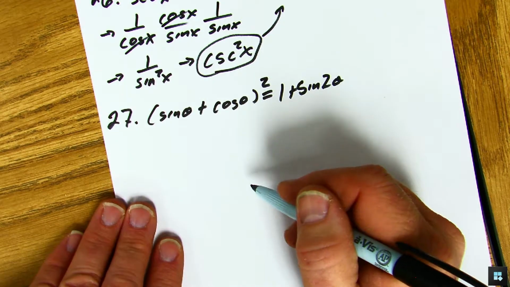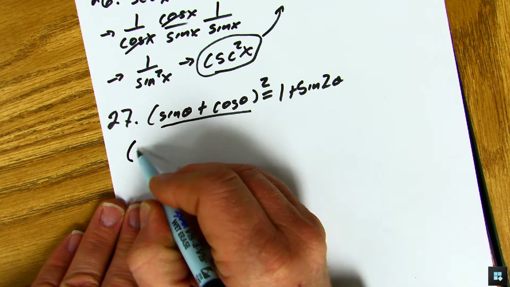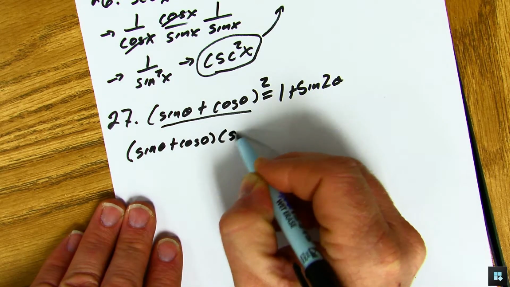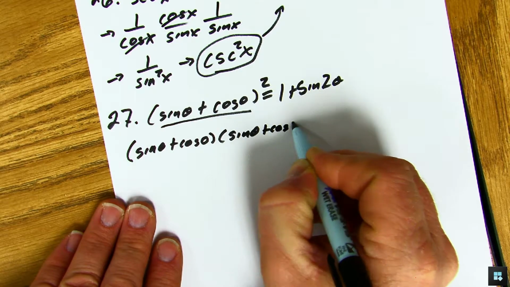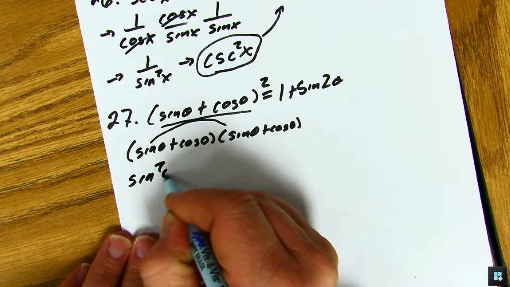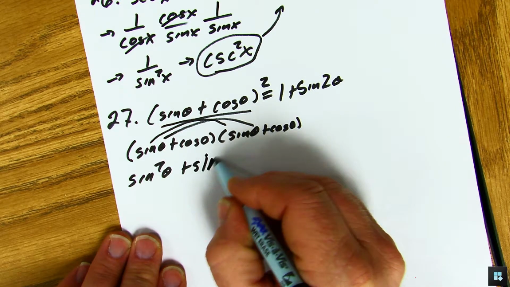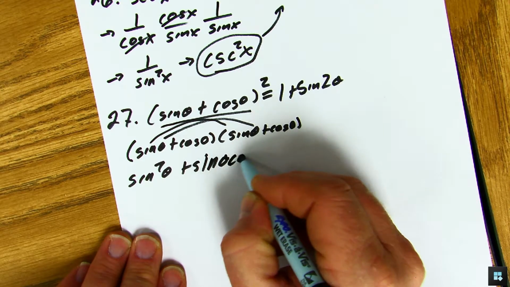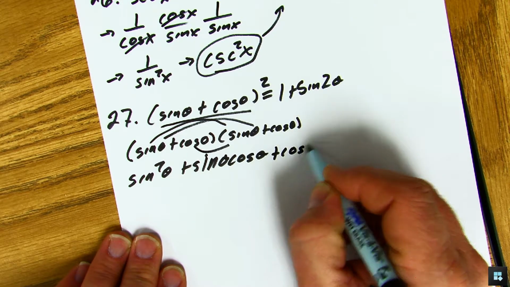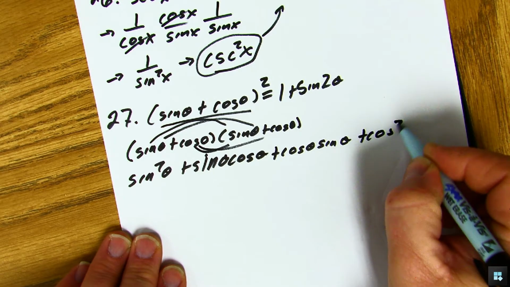Please write this out. So it gives me sine theta plus cosine theta times sine theta plus cosine theta. And that's going to give us sine squared theta plus sine cosine theta. Then cosine theta times sine theta is a plus cosine theta sine theta plus cosine squared theta.